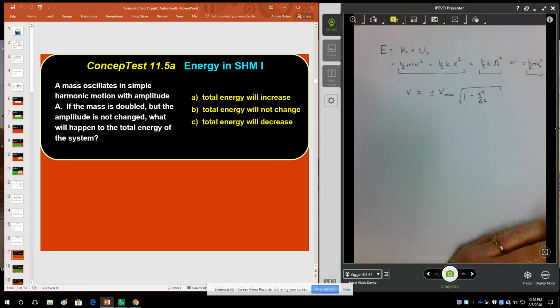Okay, so let's try the concept at least. A mass oscillates in simple harmonic motion with amplitude A. If the mass is doubled but the amplitude is not changed, what will happen to the total energy of the system?